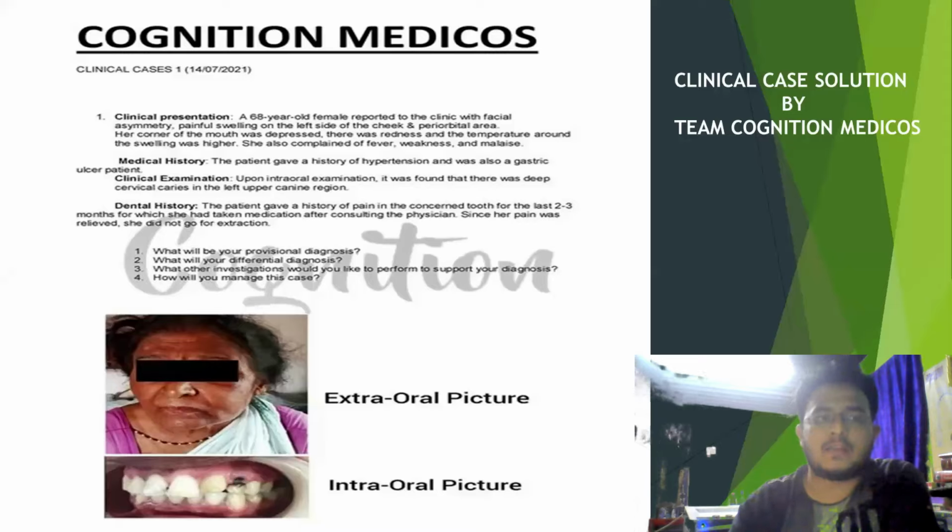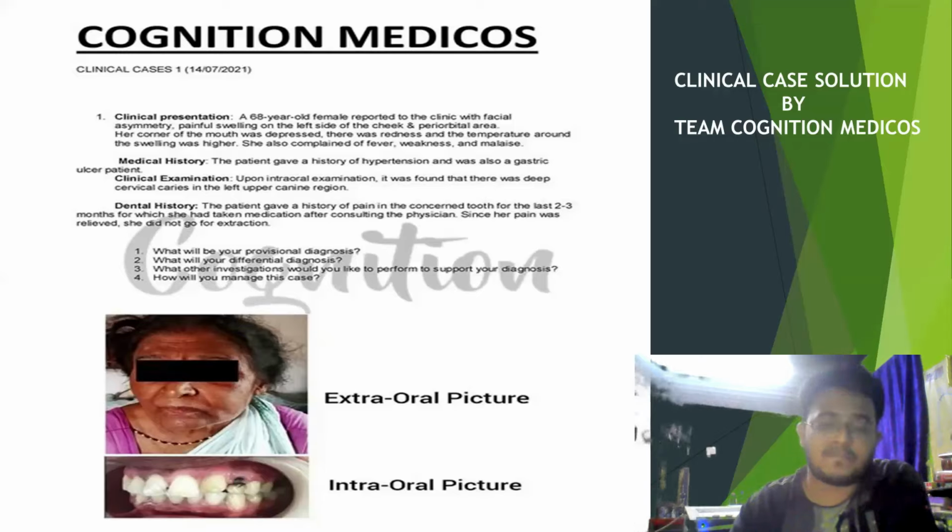As we know, we had the clinical case presentation last week and we promised to come up with the solution. So here is the clinical case solution of our first dental case. The case presentation is of a 60-year-old female who reported to the outpatient department with facial asymmetry, painful swelling on the left side of the cheek and periorbital area. Her corner of the mouth was also depressed, and there was redness and the temperature around the swelling was higher. She also complained of fever, weakness and malaise.